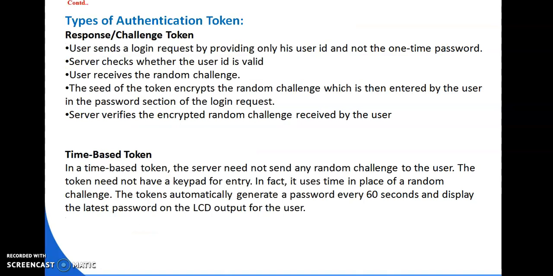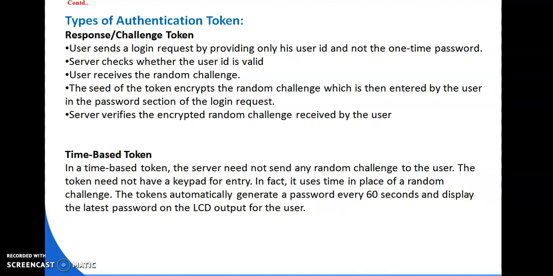Next we are going to discuss the types of authentication token. First, the response or challenge token. The user sends a login request by providing only his user ID and not the one-time password. The server checks whether the user ID is valid. The user receives the random challenge. The seed of the token encrypts the random challenge, which is then entered by the user in the password section of the login request. The server verifies the encrypted random challenge received from the user.